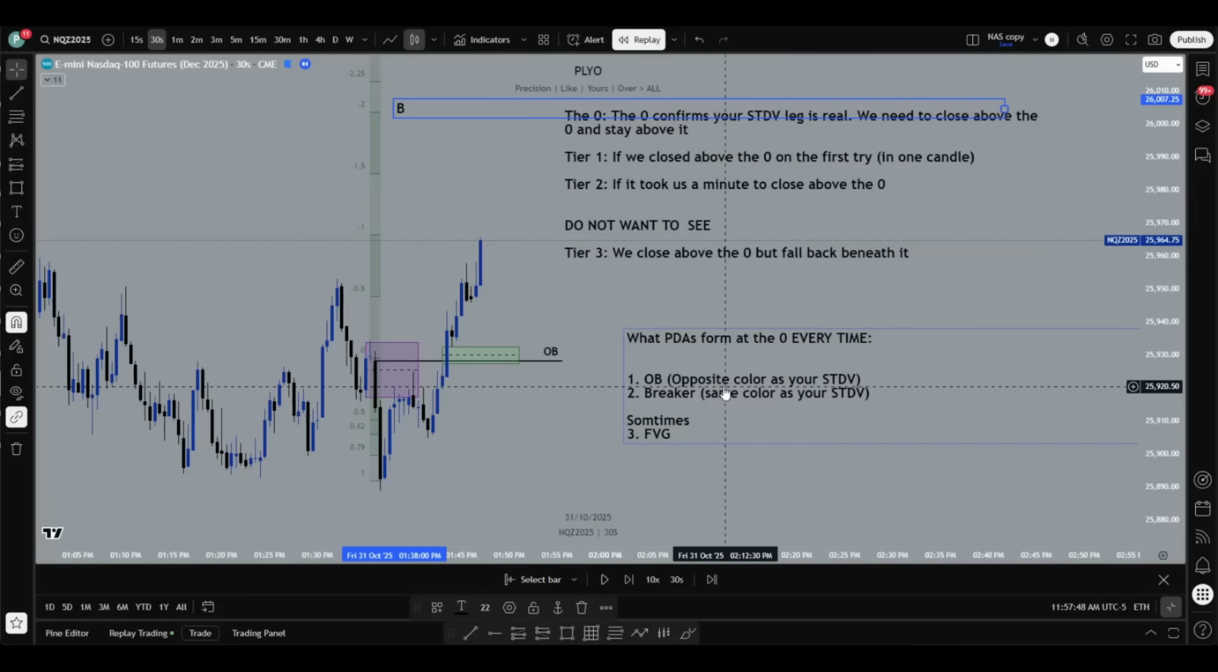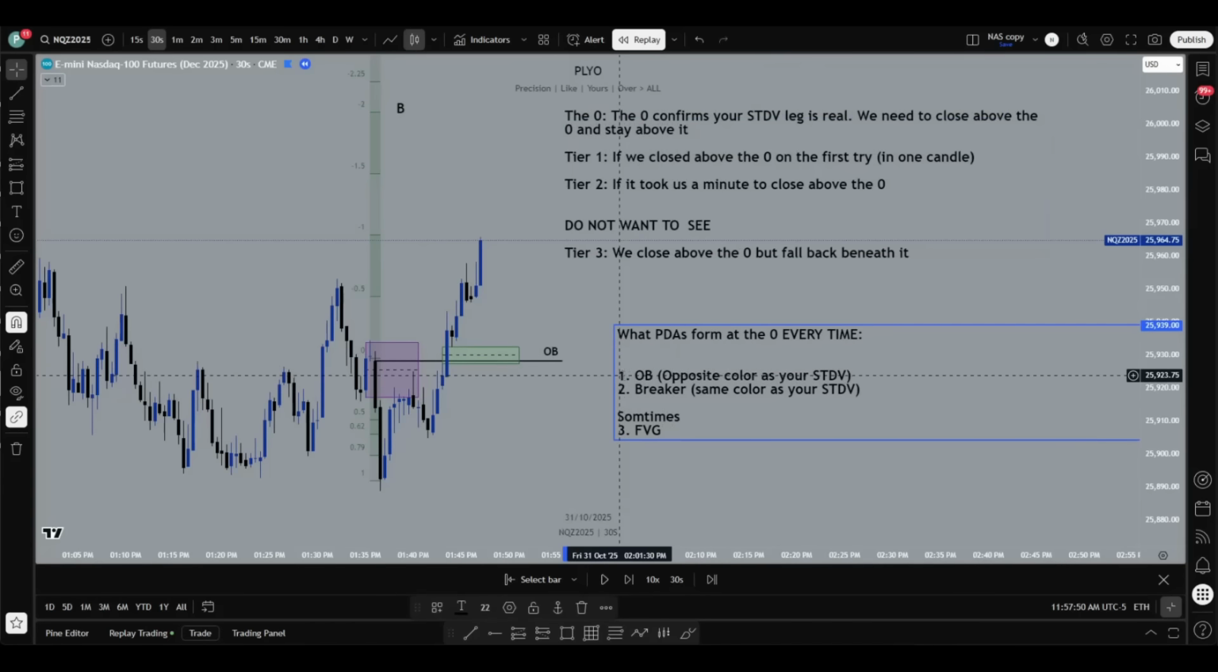So at the zero, once again, every single time you should have the OB in the breaker. Every single time. You should have the OB in the breaker. And then sometimes it's going to be the FVG.